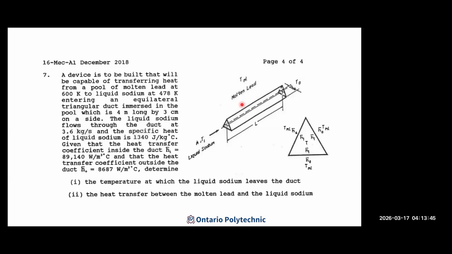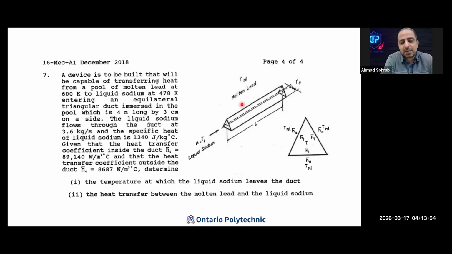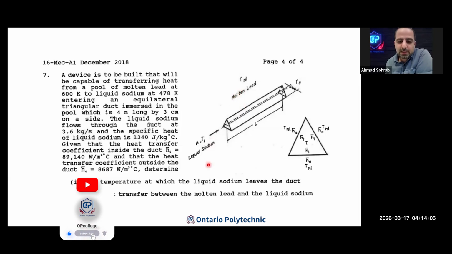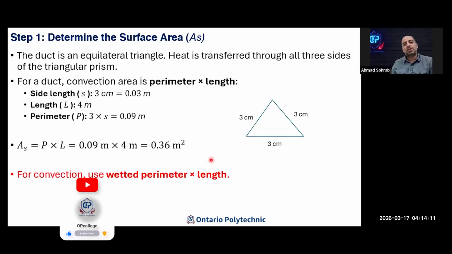So the question says the lead is outside of the duct and something else, liquid sodium, is inside? Yes. There is a schematic on the right. From this schematic, you can see the molten lead here, and we have the liquid sodium inside.